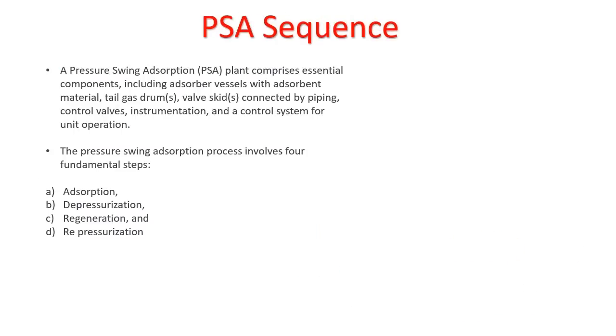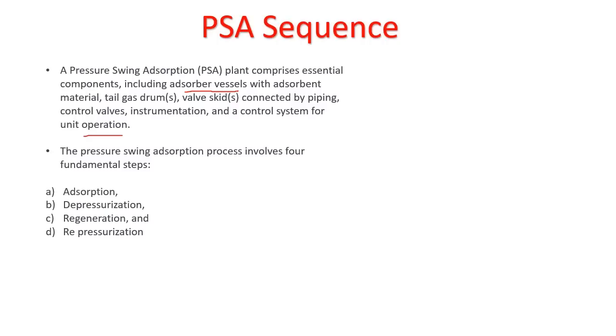Now the PSA sequence. A pressure swing adsorption plant comprises essential components including an adsorbent vessel, adsorbent material, tail gas drums, valve skid, connected by piping, control valve, instrumentation, and control system for unit operation. Obviously, you need an adsorber vessel, and the vessel should be filled with the adsorbent material, and the tail gas that is coming out of the adsorbent vessel should go into the tail gas drum for further treating, and there will be a valve skid so that we can operate it in a sequence, right? And there is a requirement for instrumentation to have the proper sequencing operation, right?